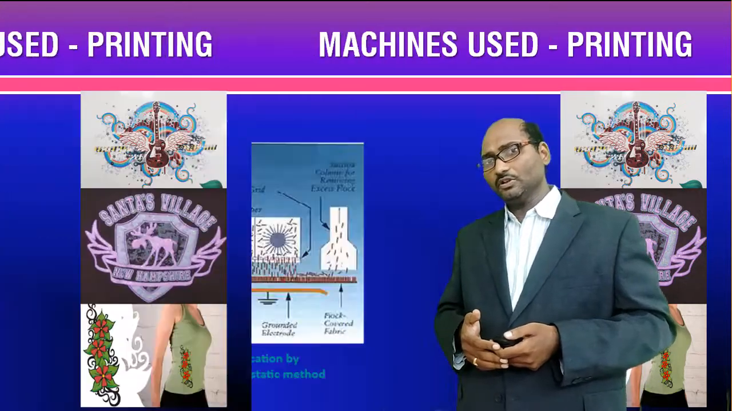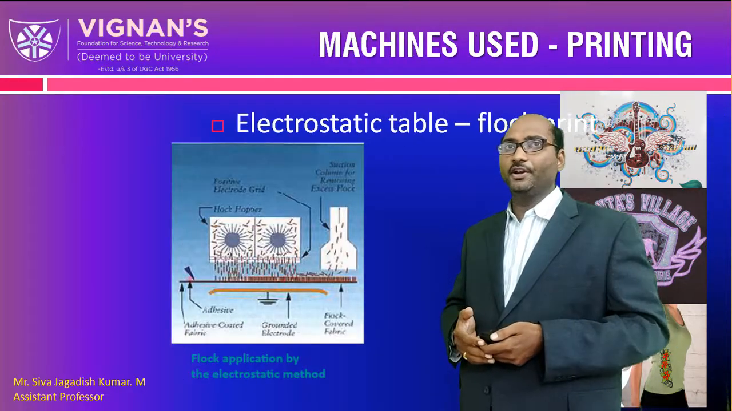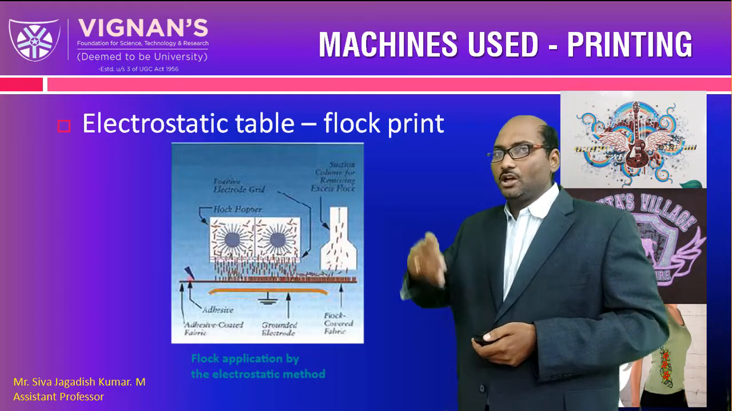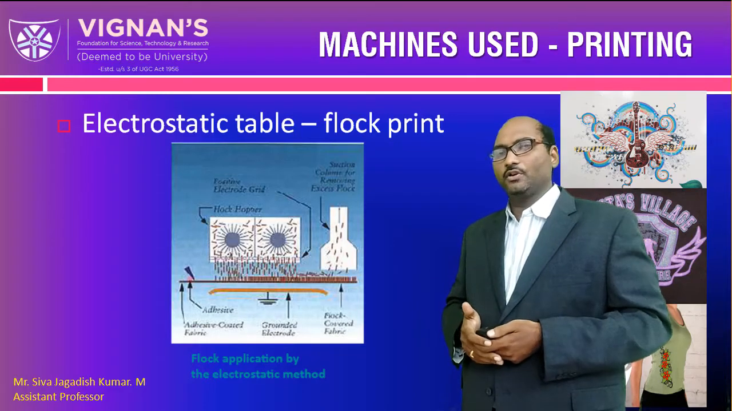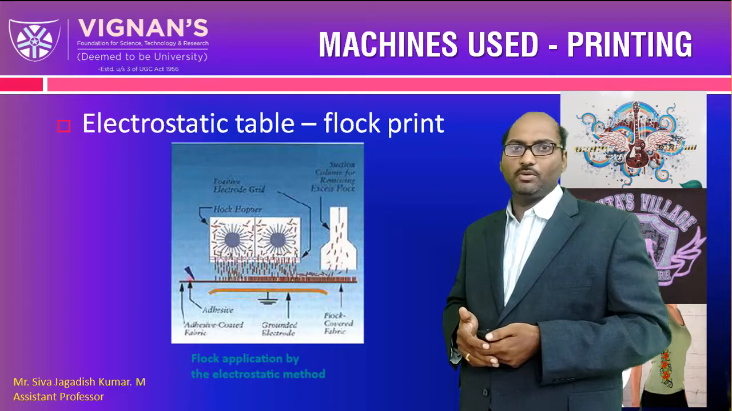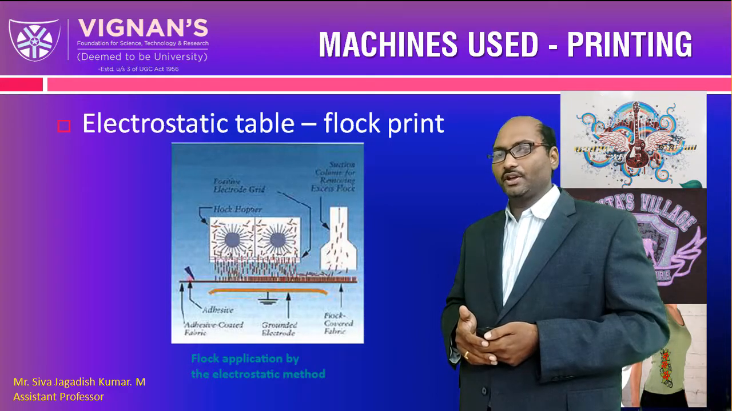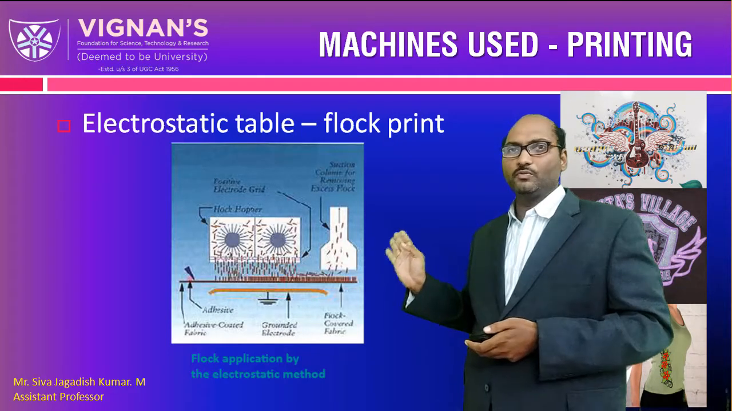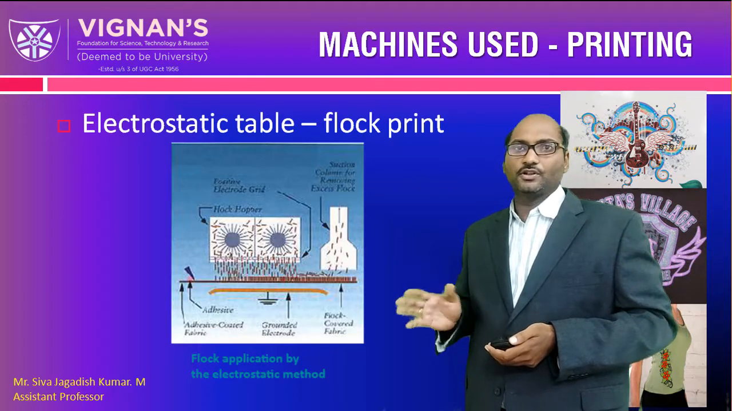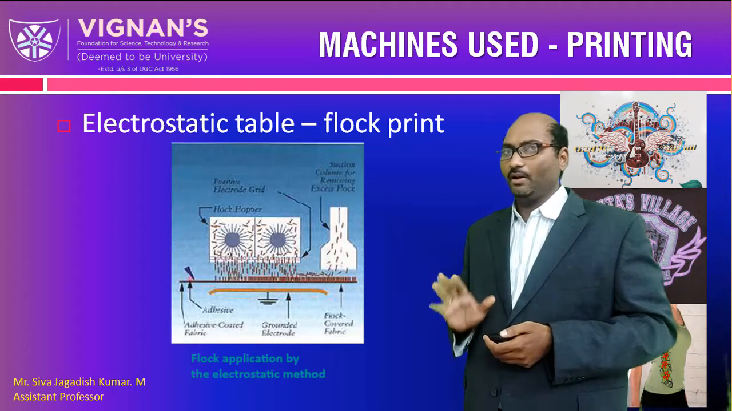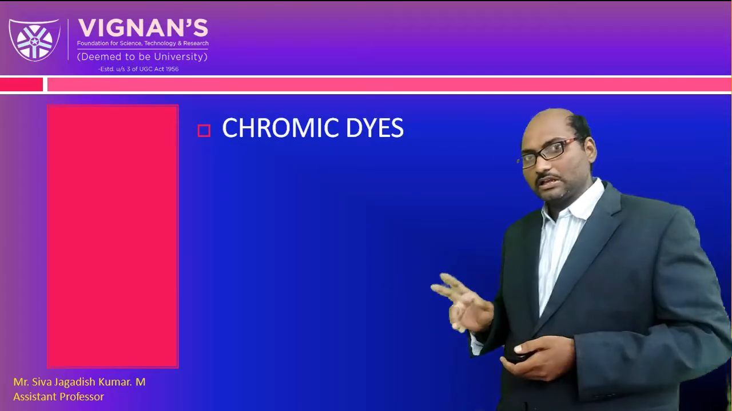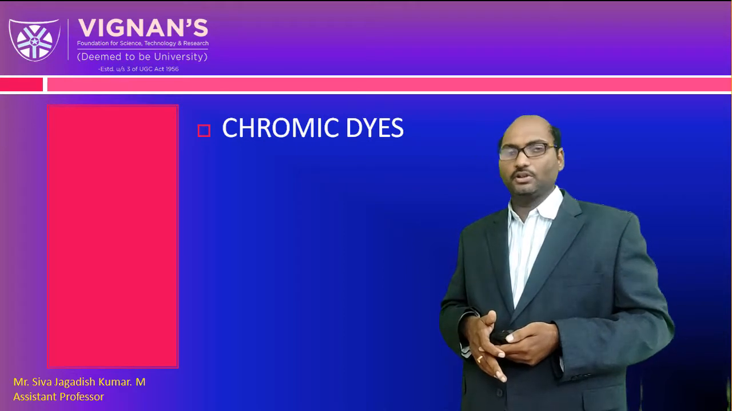Then, specific to flock print, an electrostatically charged table is required such that the fibers will land straight onto the top of it, so that the flock finish can be obtained. This is equipment which is specifically designed and used only for flock prints. It is not required for any other type of printing. So that is the second topic we are discussing in this video.